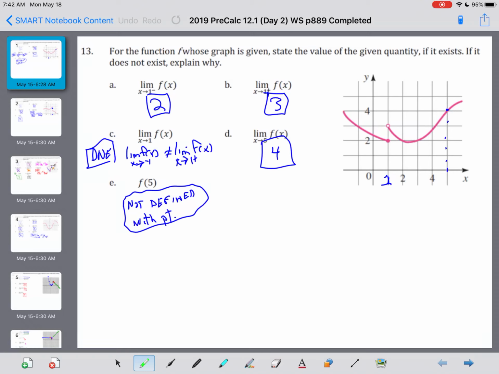Hello, going to help you through the 12-1 Day 2 worksheet for PreCalc. Starting where we left off yesterday, dealing with the introduction to limits here.